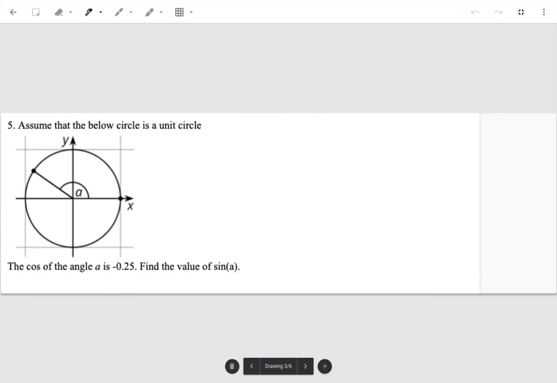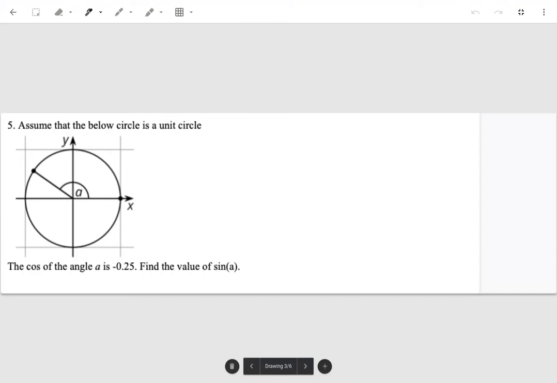Number 5, assume that the below circle is a unit circle. The cosine of angle A is negative 0.25. Find the value of sine of A.